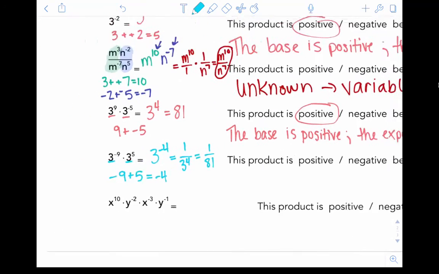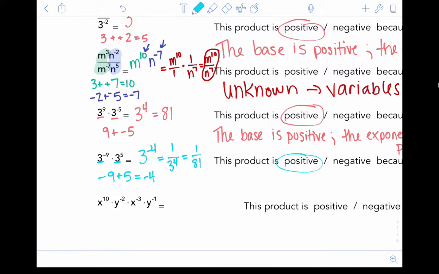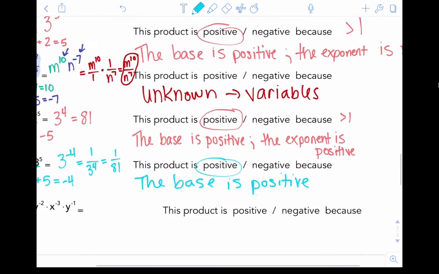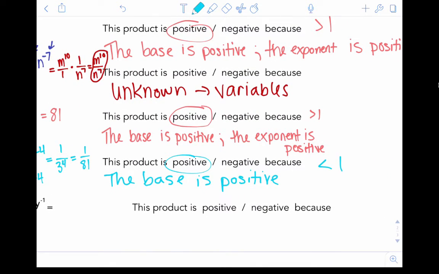This is positive. It's positive because the base is positive. One over 81 is less than 1. It's less than 1 because the exponent is negative. So that turns it into that fraction.